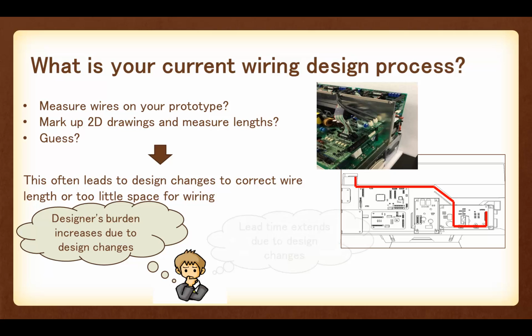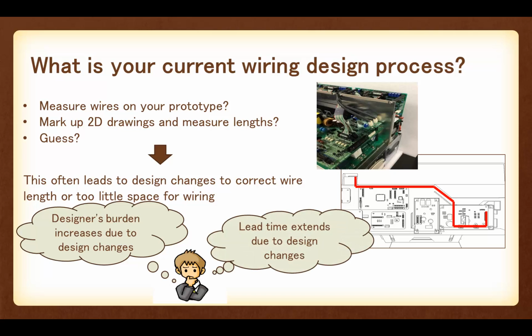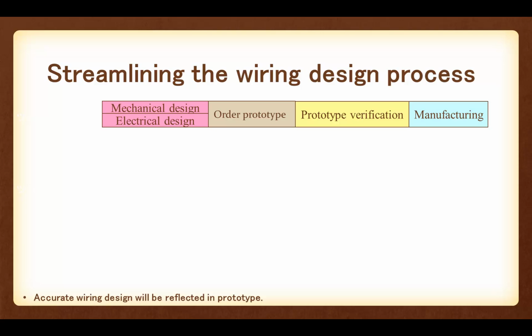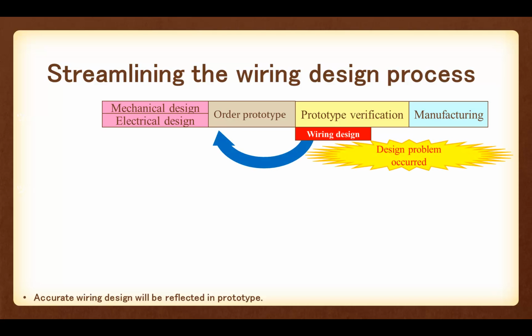Design changes not only delay product release timelines, but put greater burden on designers to document those adjustments. These traditional methods generally dictate that wiring happen towards the end of the design process, where it has the greatest impact on product release timing if things go wrong.